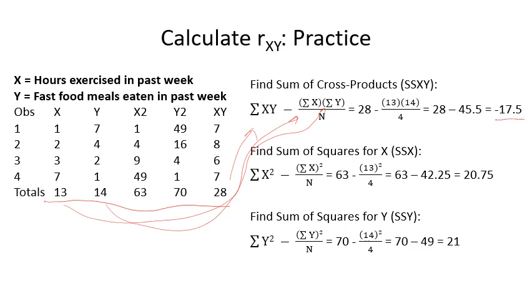I can tell you right now, if your sum of cross products is negative, your r is going to be negative. And you can look at just these values and see that as x goes up, x starts low, then goes up, y actually goes down. So low x values are associated with high y values, high x values are associated with low y values. Sum of squares x is over here, sum of squares y is down here. Again, you just have to plug in values.